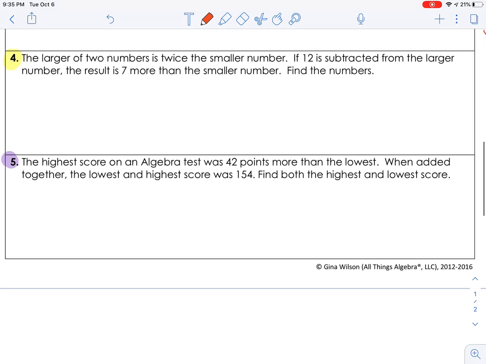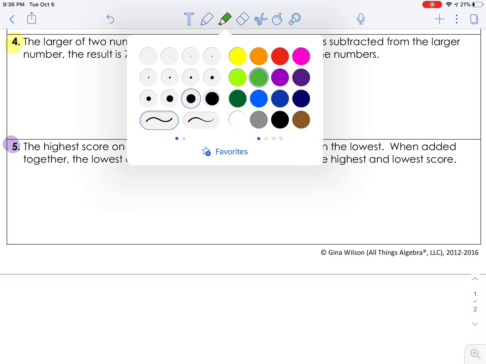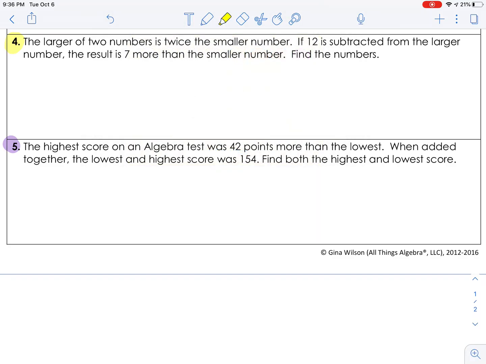Okay, the next one that we're going to do together is just like the first two that we did together, except this problem just gives a little bit more context for what the numbers are representing. For this problem, we're looking at 2 scores that students made on an algebra test. The highest score was 42 points more than the lowest score. So we have a highest score and a lowest score. We'll let the lowest score be x because it says the highest score is 42 points more than the lowest. So that's x plus 42. So that's the first sentence.